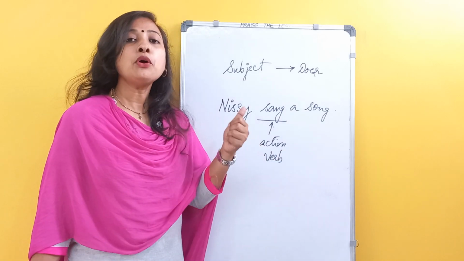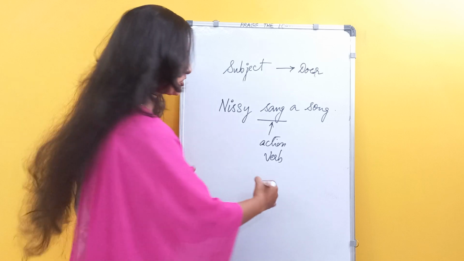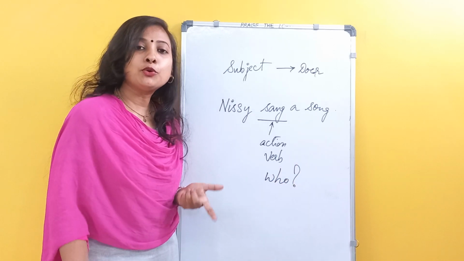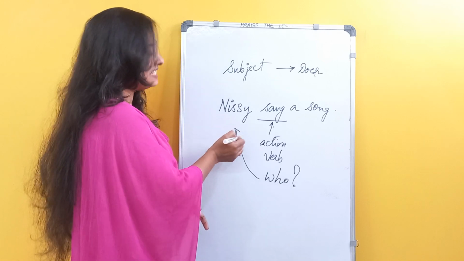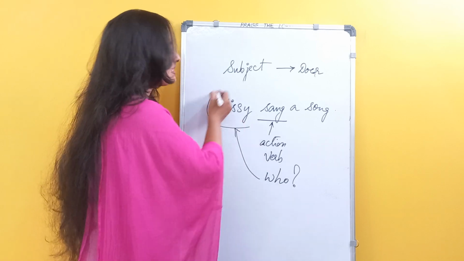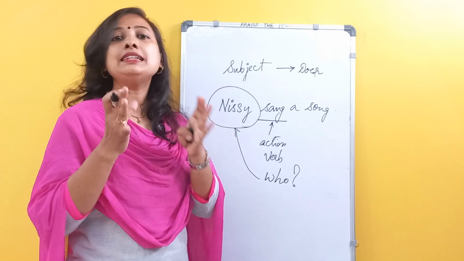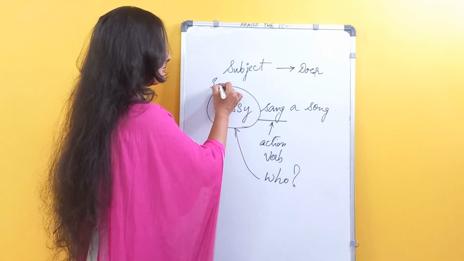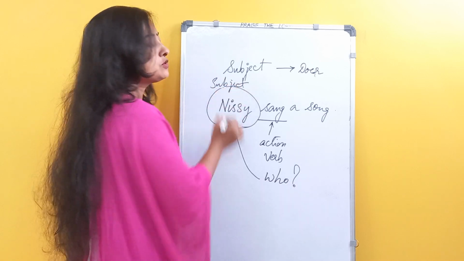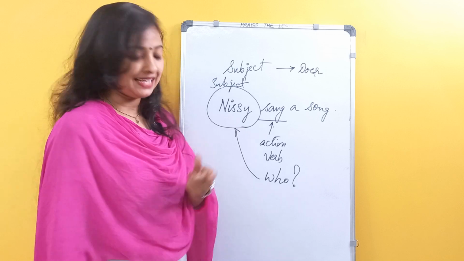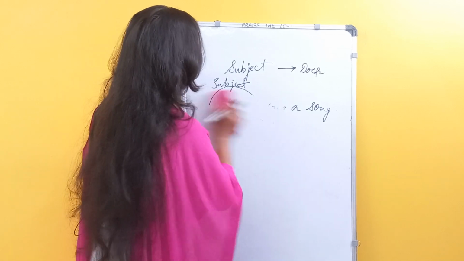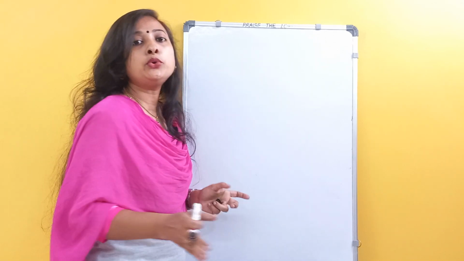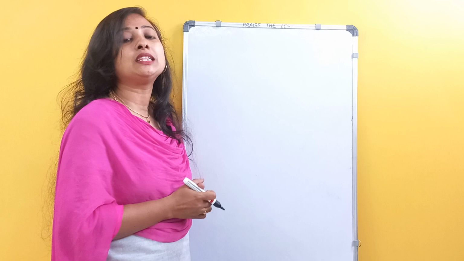Okay, so who sang? You need to ask a question. Who sang? Who is singing? Nissy. So this is the noun. The noun which does the action is called the subject. So Nissy is the subject of the sentence. You need to ask the question who to the verb to get to know what the subject is.